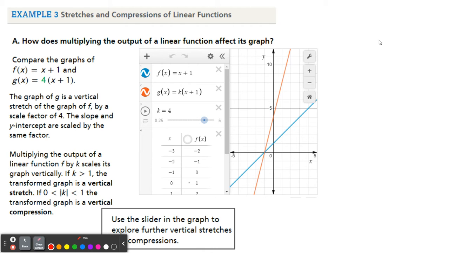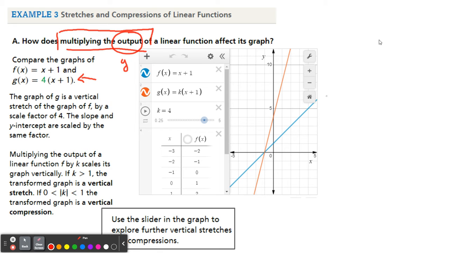So stretches and compressions. A, how does multiplying the output of a linear function affect its graph? So now we're going to take our function and multiply the output by something. And again, remember the output is the y. Okay, so notice here, we're going to compare these two graphs. f of x equals x plus 1 and g of x equals 4 times x plus 1. So notice that 4 is on the outside. It's not directly next to the x, it's outside of the parentheses. So this affects the y. It affects what happens after you add 1 to the x. All right, so this is what we're focused on.